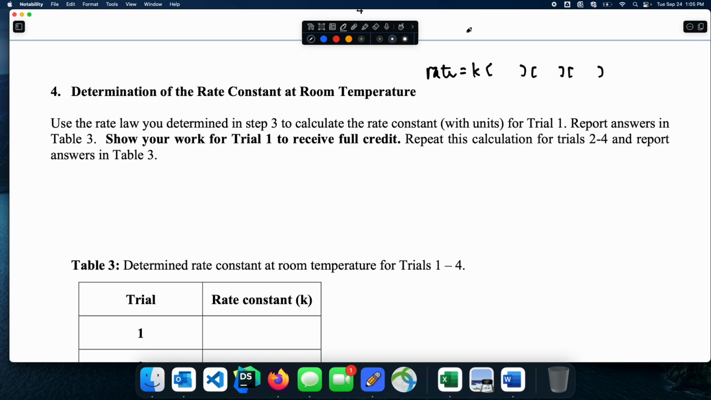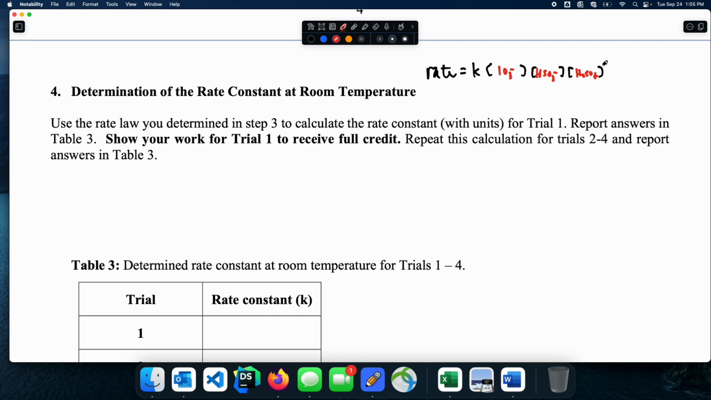We found in a previous step, these were all raised to the 1, so I'm going to leave that off there. And I'm going to simply say this is iodate, this is hydrogen sulfite, and this is sulfuric acid.